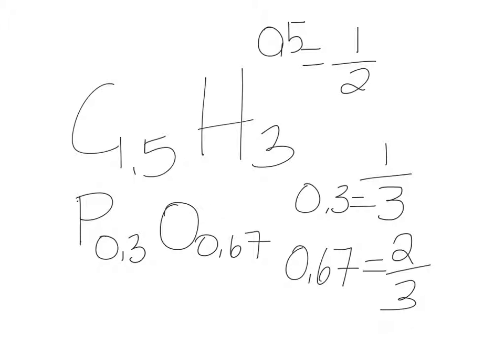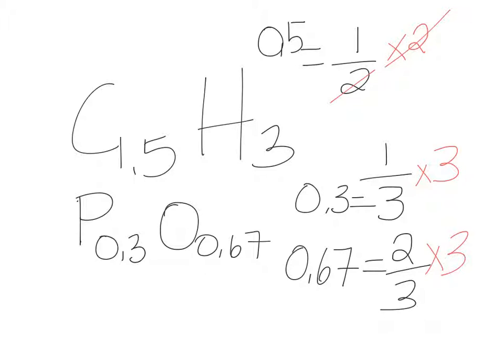Okay. So when you have fractions in your empirical formula, you have to multiply by the denominator. If I multiply this by 2, what happens? 2 cancels. Left with 1. Okay, this is how you're going to get rid of your fractions if you get them in your empirical formulas. You multiply them by the denominator.